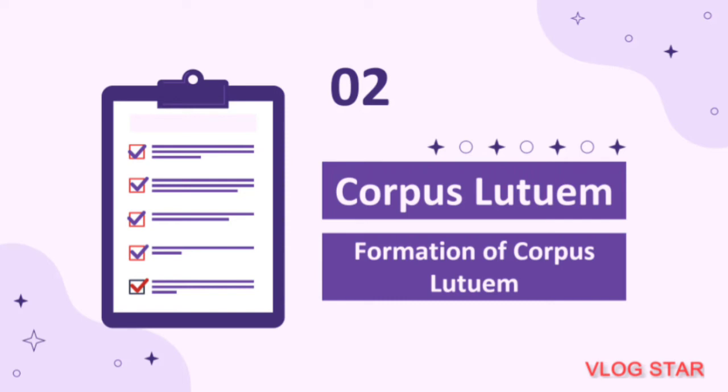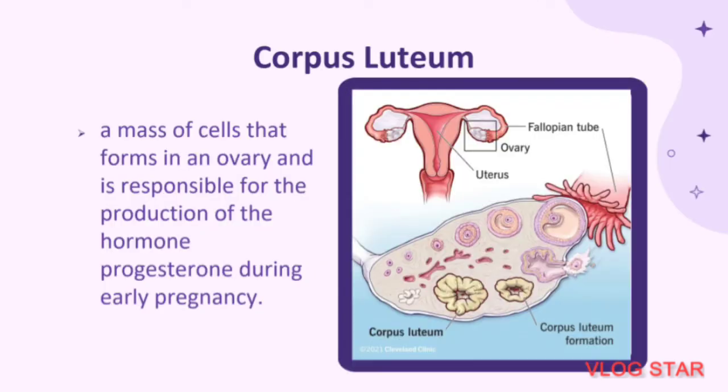Corpus luteum and formation of corpus luteum. Corpus luteum, a mass of cells that forms in an ovary and is responsible for the production of the hormone progesterone during early pregnancy. So your corpus luteum is a completely normal cyst that forms on the ovary every single month in a woman of childbearing age. This cyst is actually a group of cells inside your ovaries that forms during each menstrual cycle.